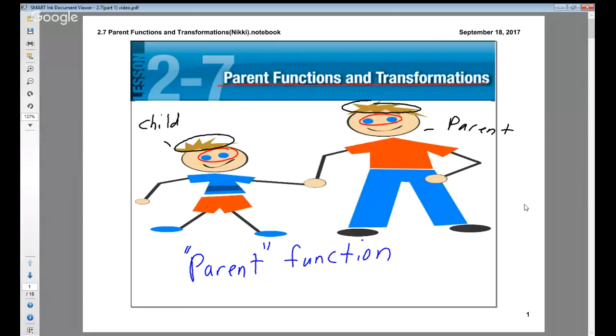And if you have parent functions, there's also going to be child functions, which are going to be functions that will be very similar to the parent functions with just maybe a slight difference. And that's going to be the main topic for today, looking at parent functions and their child functions.